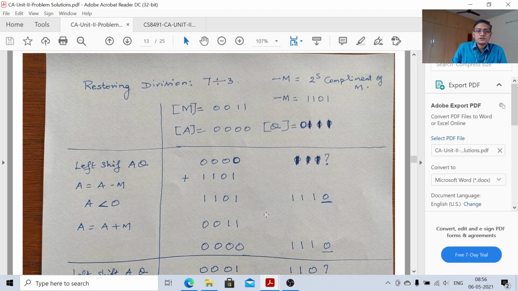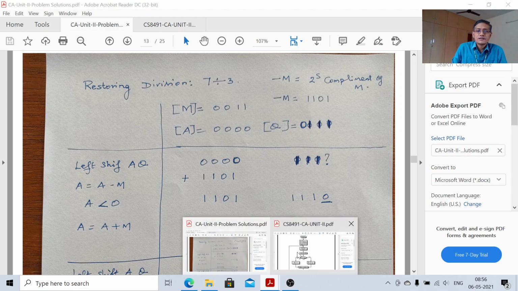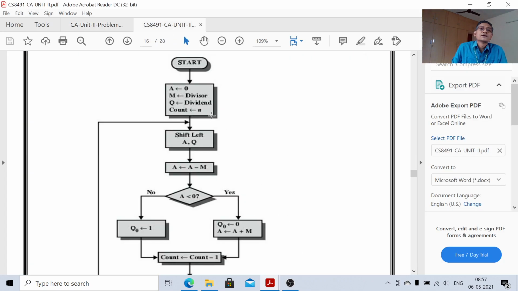Before going to this problem, we need to have the algorithm in our mind before starting the solution. If you see, we are going to initialize these values: the A register to 0, M to hold the divisor, Q, the quotient register, to hold the dividend, and we are going to have the count, which is the number of bits.